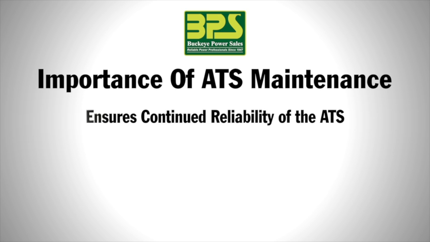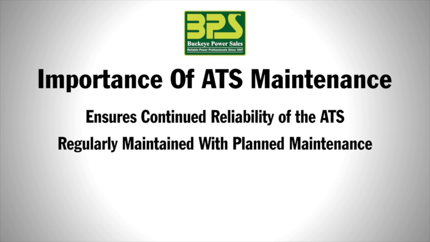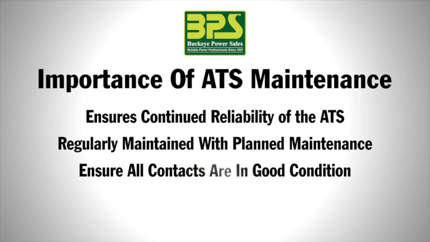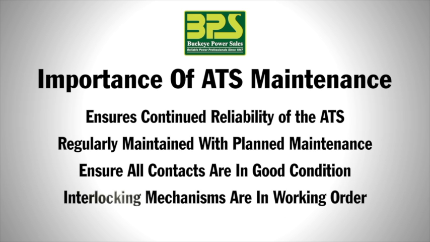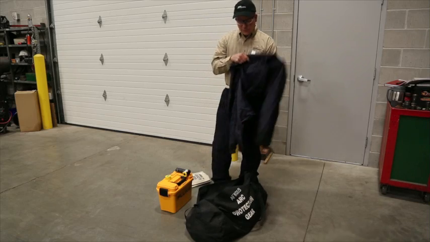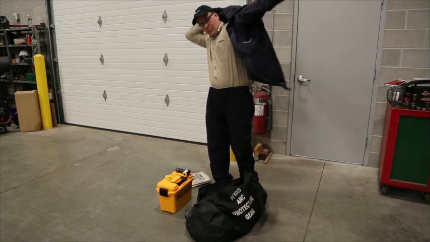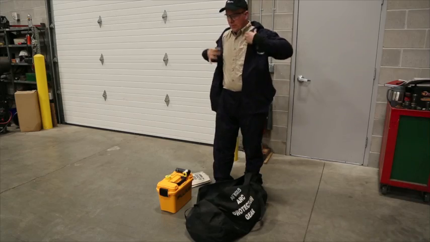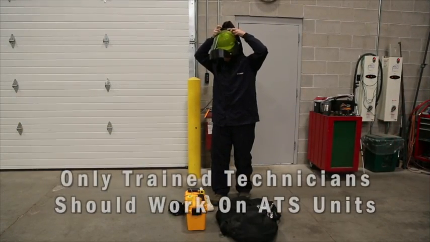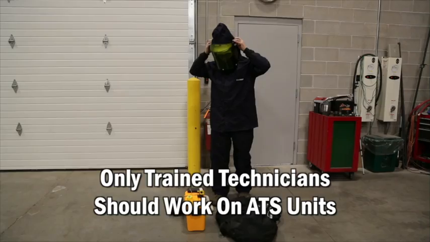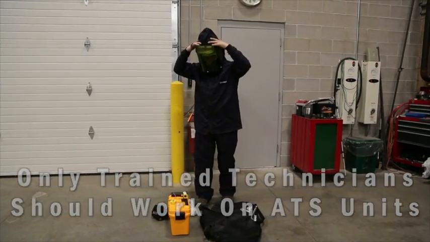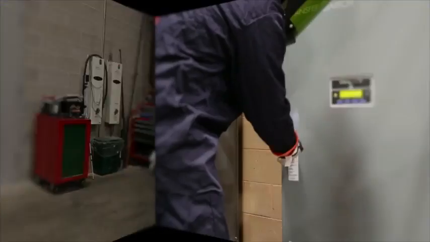To ensure continued reliability, the ATS unit should be regularly maintained as part of a planned maintenance program. It is crucial to ensure all contacts are maintained in a good condition and their interlocking mechanisms are in full working order. Planned maintenance of an ATS unit must be carried out only by experienced and qualified service technicians. Such technicians are found within a reputable distributor specializing in supplying and servicing standby generator systems.